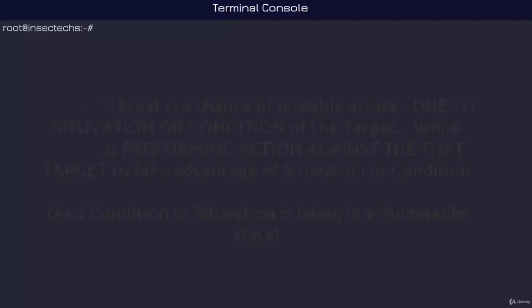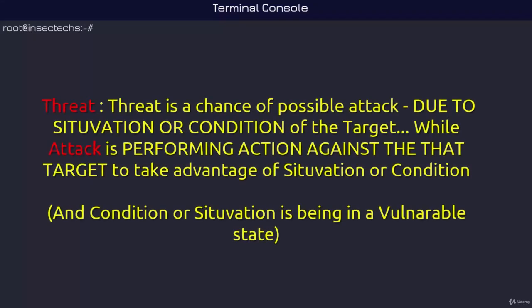And when someone takes advantage of this situation and performs action to gain access to the network, it is called attack. There is a small difference between threat and an attack. Threat is a chance or possibility of an attack due to condition or situation of the target. Condition means the state of being vulnerable, and attack is action performed against the target whose condition is vulnerable.